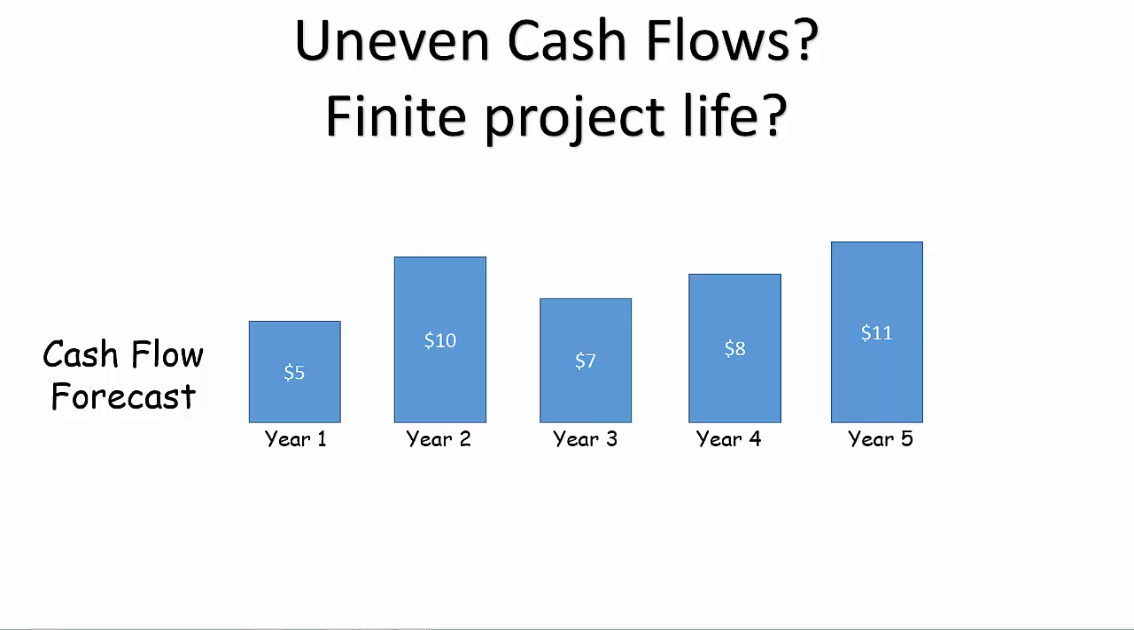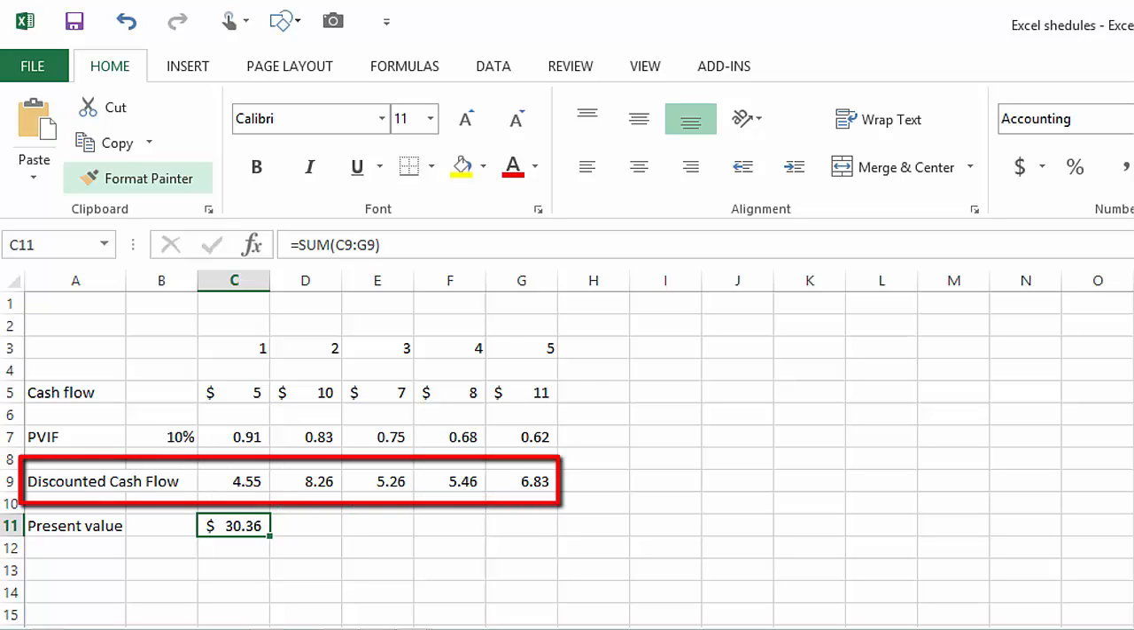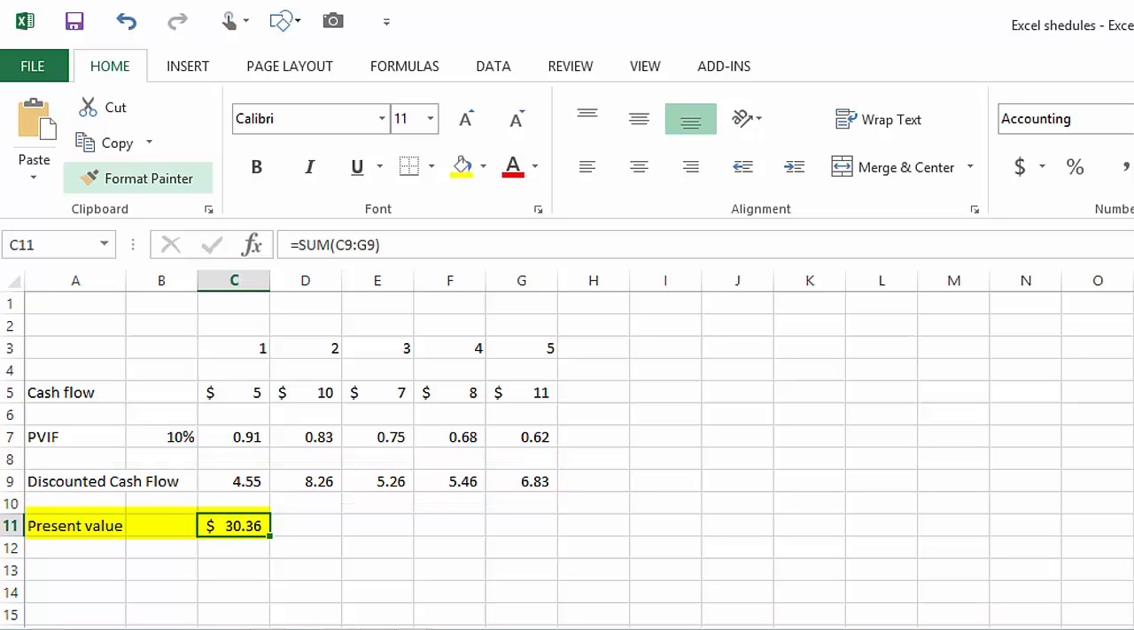When this is the situation, there are no shortcuts. You sit down with a spreadsheet and you input the assumptions. Let's do that now. This screen illustrates the approach and is consistent with what was shown earlier. Years across the top, cash flows on row 5, the discount factor has been calculated on row 7, and the discounted cash flow on row 9. You can add up the discounted cash flows to determine the present value of this opportunity. This gives us $30.36. This is what those 5 cash payments over the next 5 years are worth in today's dollars.